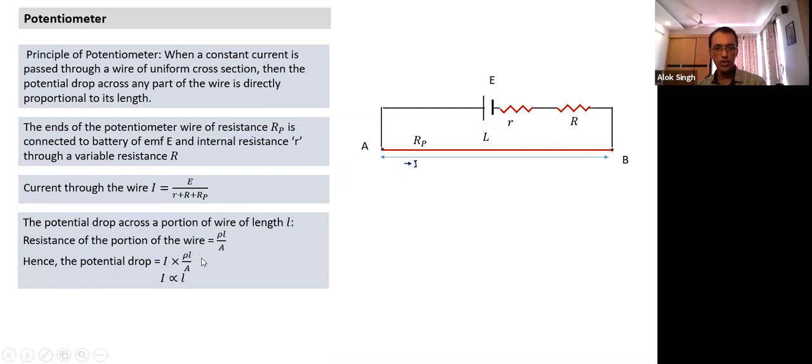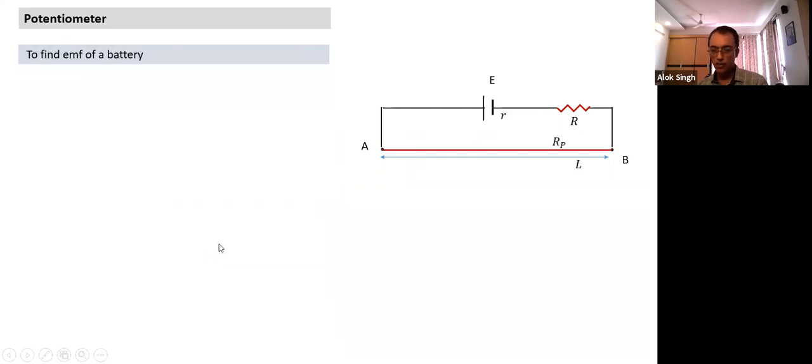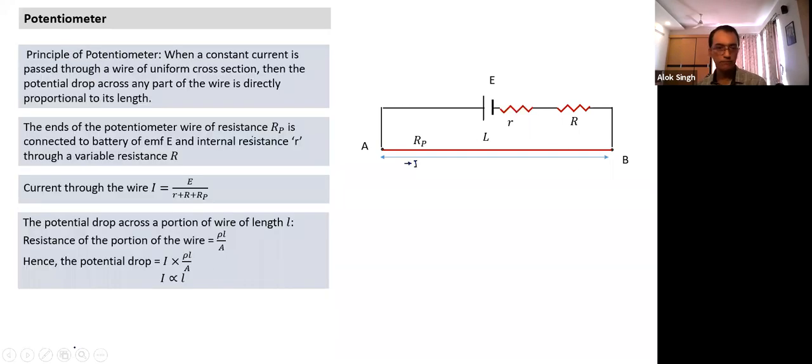And what we find here is that I is constant. If current is constant, this is the potential drop, and all the other terms are constant. What does this imply? It implies that potential drop is proportional to L. So this is the proof of principle of the potentiometer. As you notice, in which condition? Constant current and uniform wire.